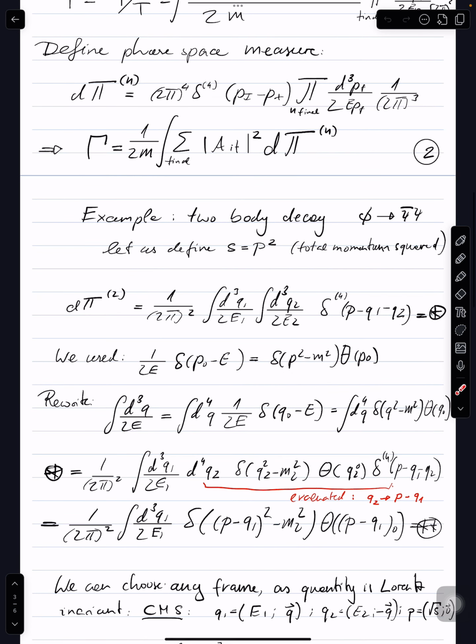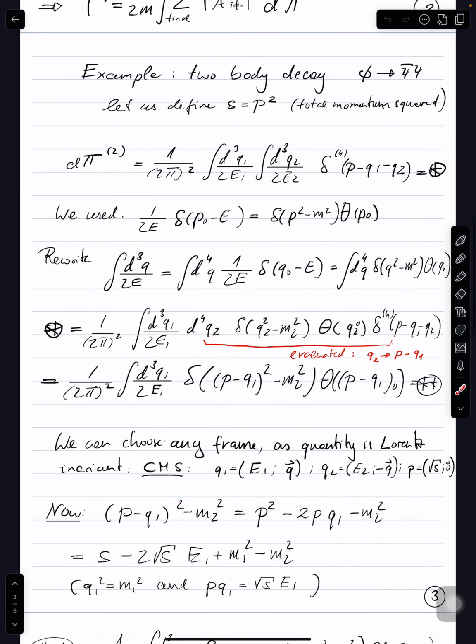So now let's not make it too complicated and take a simple example where we have a two-body decay of a scalar particle phi that decays into two charged scalar particles psi bar psi. And let us also define the total momentum squared, and call it S. And we can now rewrite our phase space measure for two particles.